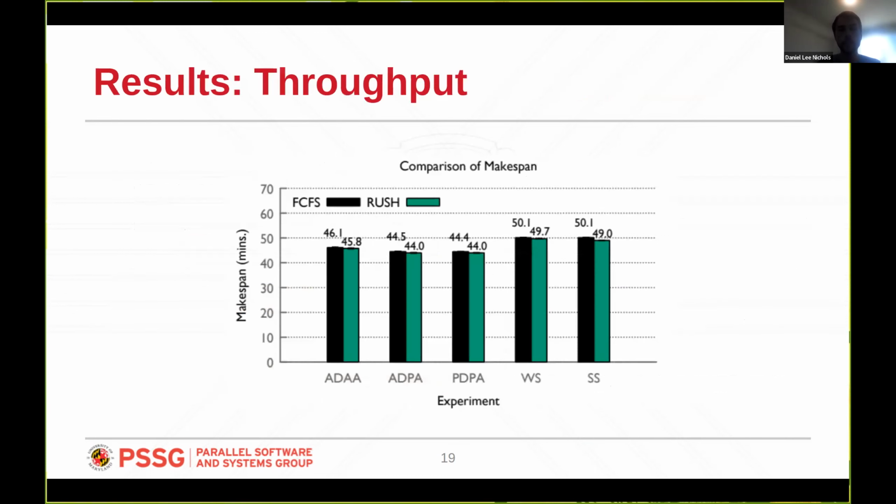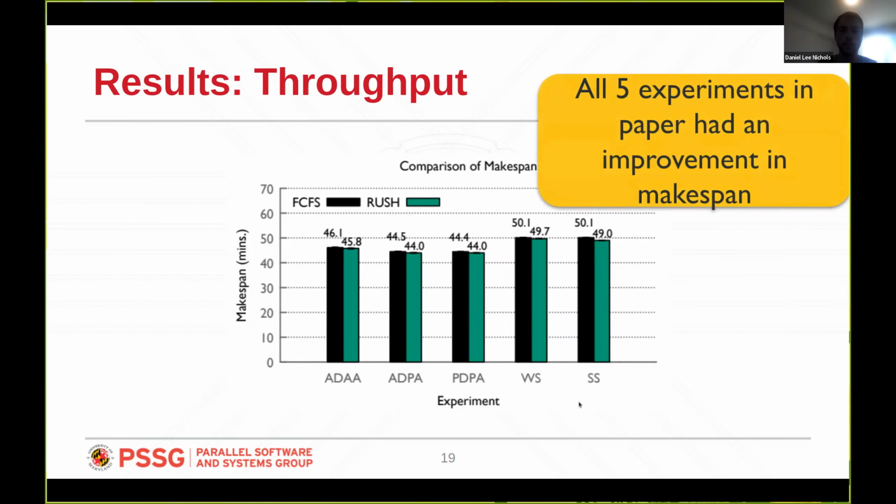And finally, we wanted to look at the makespan of Rush, which is essentially just the time from when the first job starts to the end of the last job. So this shows the throughput of the scheduler. This plot shows, for all 5 experiments that we ran in the paper, what the total makespan was, the time from start to finish, for FCFS in black and Rush in green, with the y-axis showing the total time. And we see that in all 5 experiments, Rush reduced the time and was thus able to run the same amount of work as FCFS plus EASY in a shorter amount of time.